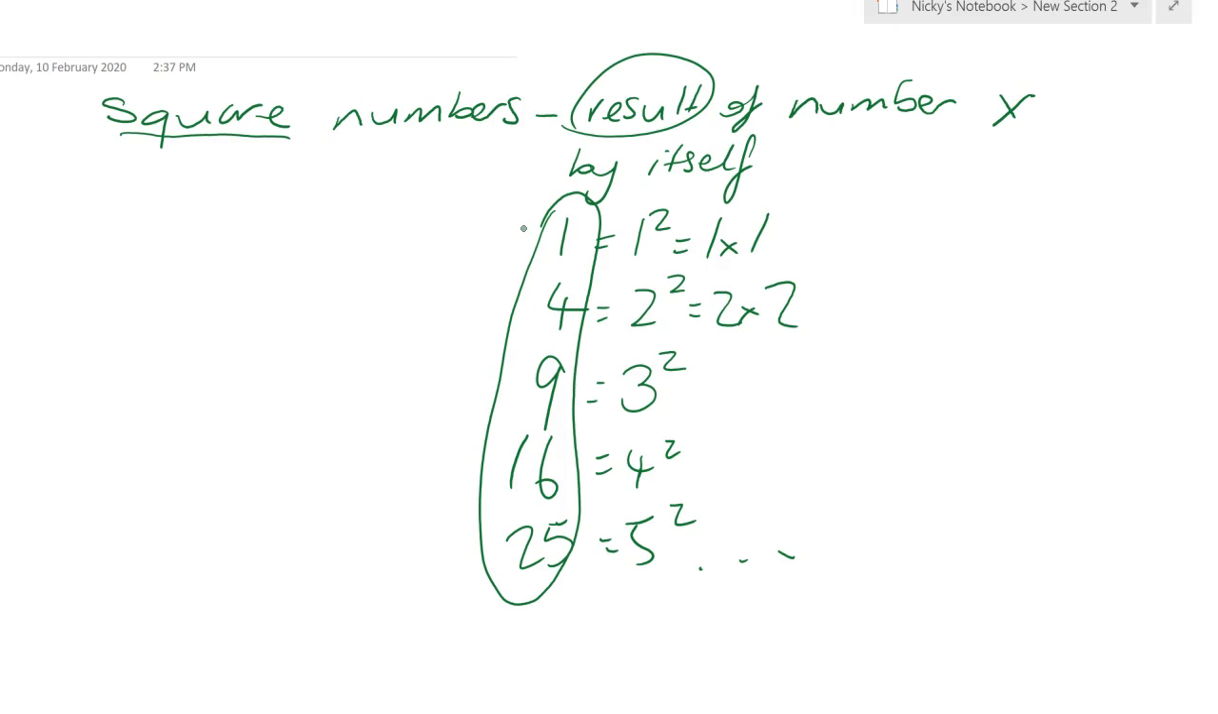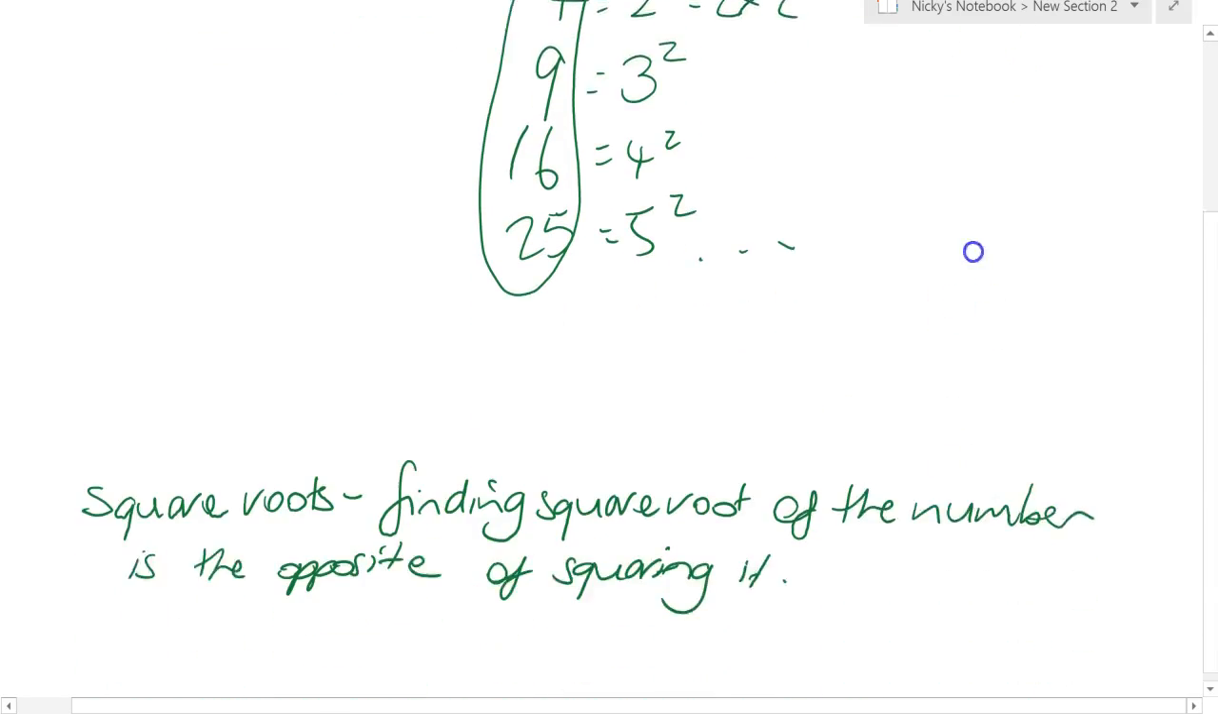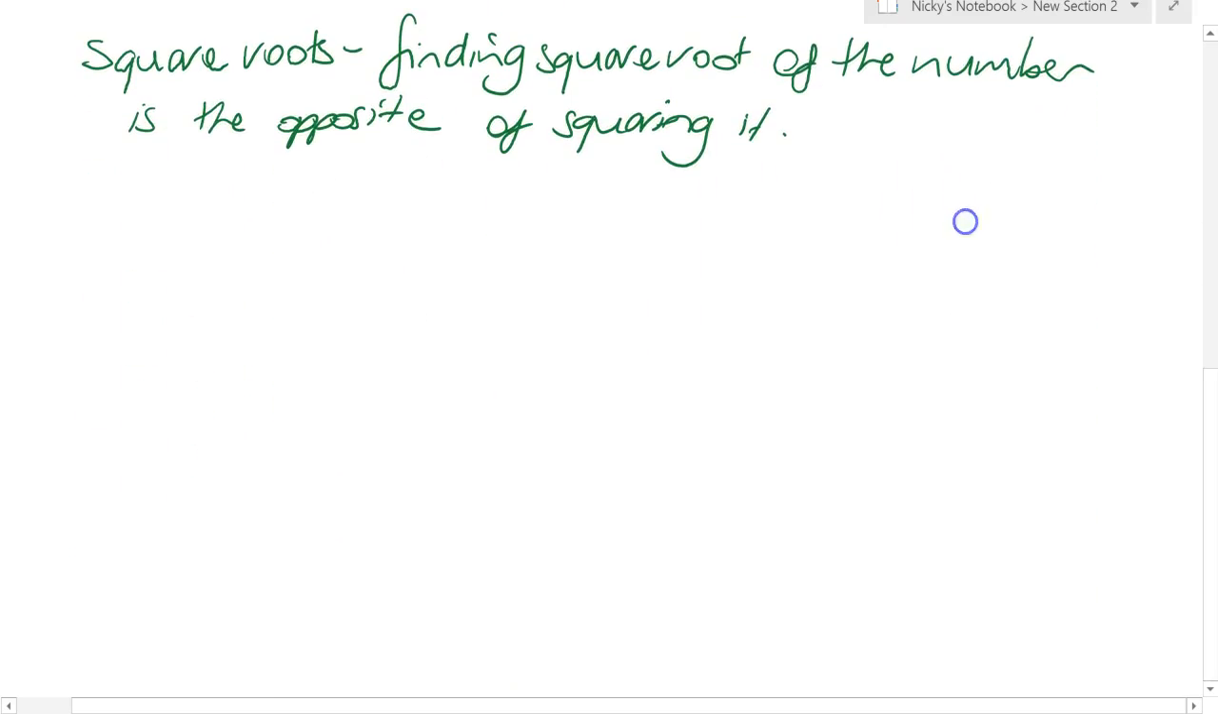When you get into some higher level maths, you'll have decimals and stuff, so we call these perfect squares because they are whole numbers. Using that knowledge is going to help you with this next concept, square roots.